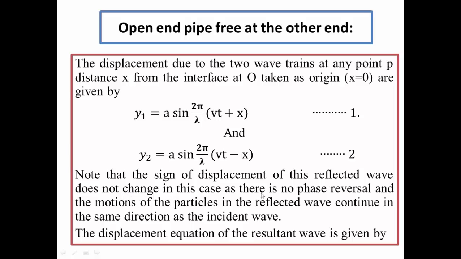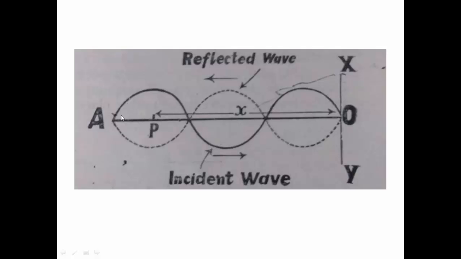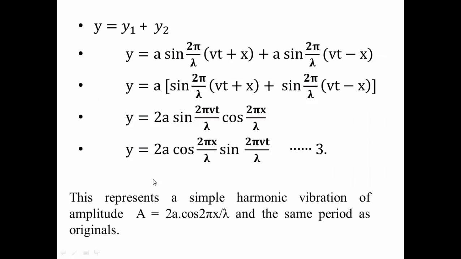In this case, as there is no phase reversal and no motion of particles in the reflected wave, it continues in the same direction as the incident wave. The displacement equation of the resultant wave is given by, this is the incident wave, and this is the reflected wave. This resultant displacement y is equal to y1 plus y2. So y is equal to, put this value of y1 plus this value of y2.